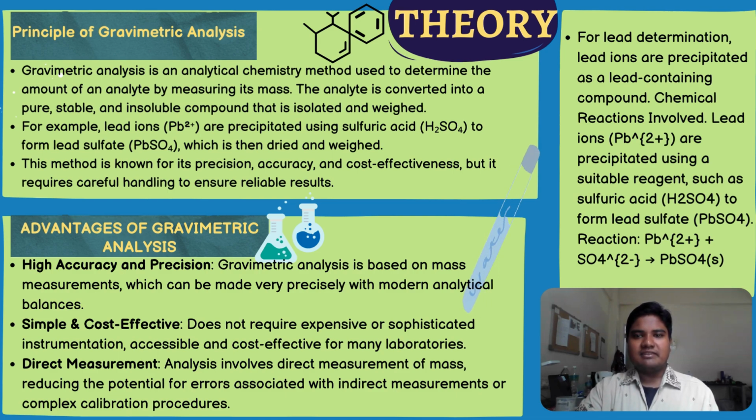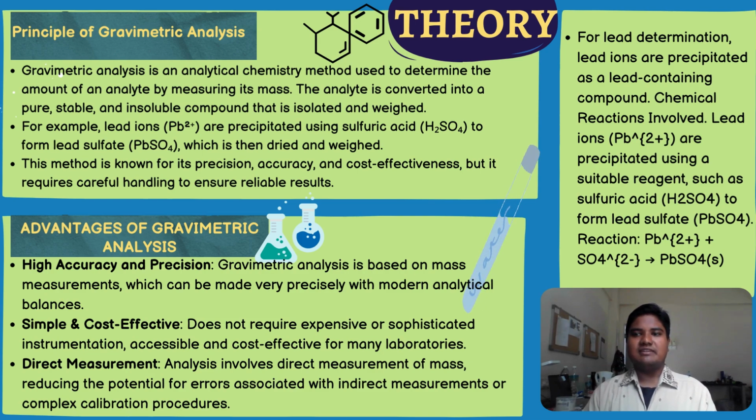For example, lead ions are precipitated using sulfuric acid to form lead sulfate, which is then dried and weighed. This method is known for its precision, accuracy, and cost-effectiveness, but it requires careful handling to ensure reliable results.